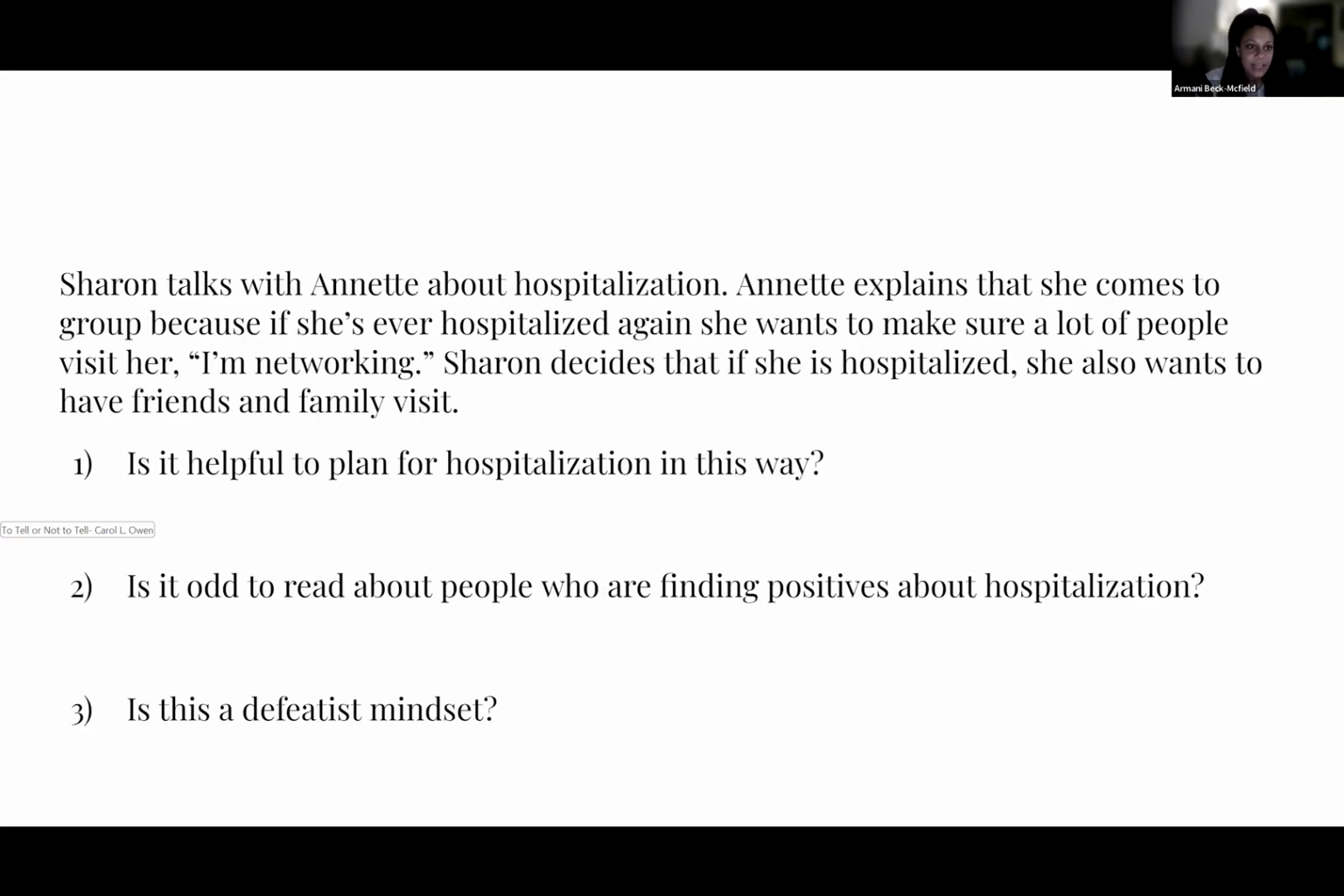And then finally, again, totally opinion-based, this is my last one. Sharon talks with Annette about hospitalization. Annette explains that she comes to group because if she's ever hospitalized again, she wants to make sure a lot of people visit her. She says, I'm networking. Sharon decides, well, if she's hospitalized again, she also wants to have friends and family get to visit. So, is it helpful to plan for hospitalization in this way? Was it odd for you to read about people who are finding positives in hospitalization? And do you think this is a defeatist mindset, or is there some good that comes from this?